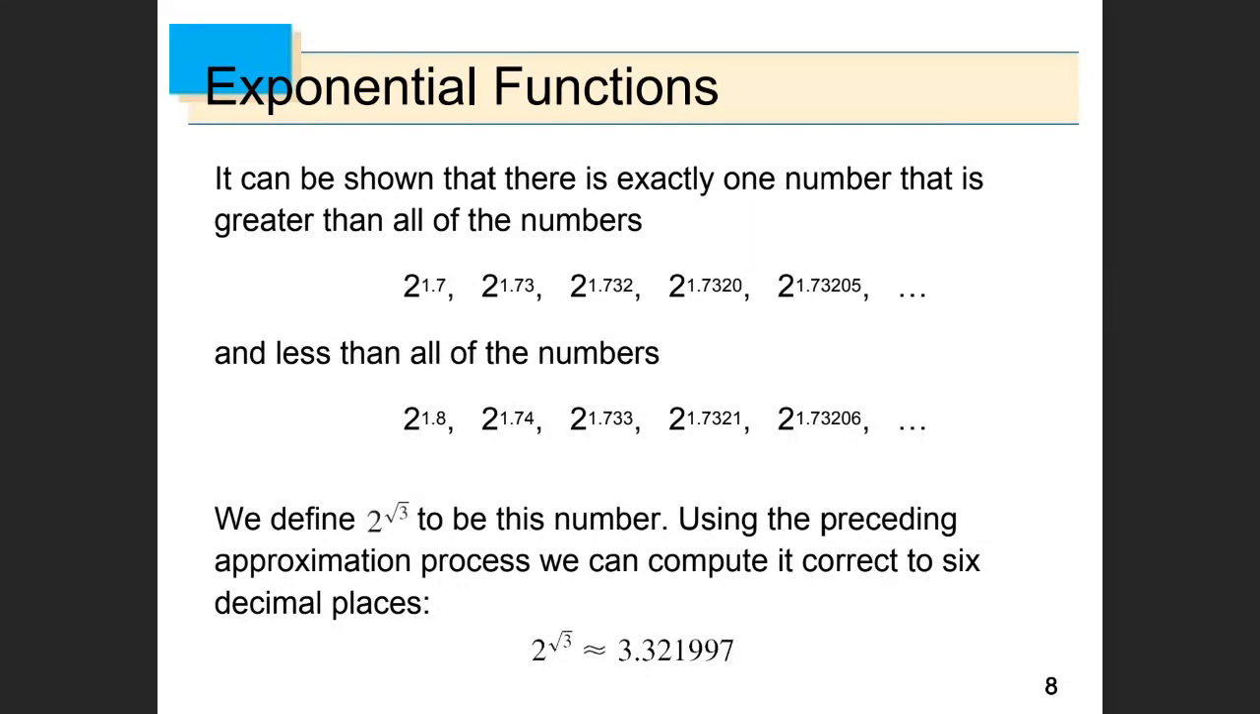All right. So we define 2 to the power root 3 to be this number, and then using the preceding approximation process, we can compute it correct to 6 decimal places. So if you compute it to 6 decimal places, you get something that looks like this.